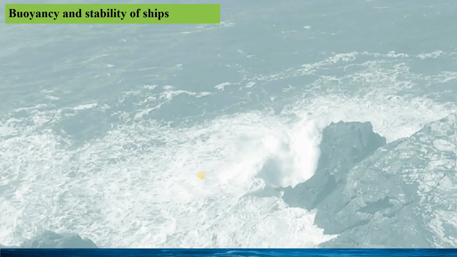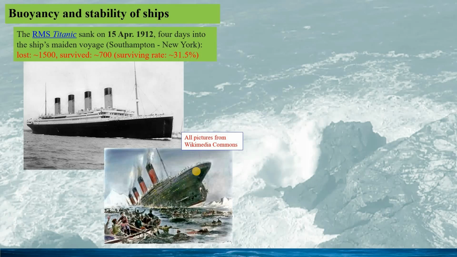In this slide, I will show two of the worst maritime disasters of the 20th century. The first one is the famous Titanic at the early part of the century, which sank on 15th April 1912 on her maiden voyage. After hitting an iceberg in the Atlantic, the ship sank, and more than 1,500 people died, while about 700 people survived the disaster.